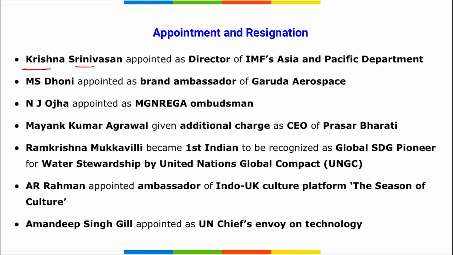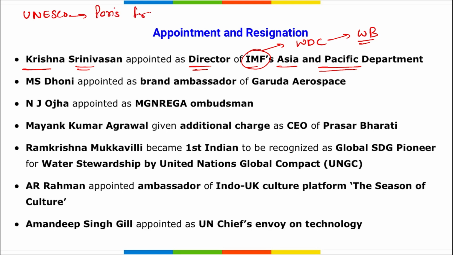Next, Krishna Srinivasan has been appointed as the director of the IMF, the International Monetary Fund's Asia Pacific region. Where is the headquarter of IMF? Washington DC. And in Washington DC only, the headquarter of World Bank is there. Then if we talk about UNESCO, where is the headquarter? It is in Paris, France. Alright, then UNDP and United Nations, they both have their headquarter in New York. And UNEP, United Nations Environment Program, has its headquarter in Nairobi, Kenya.